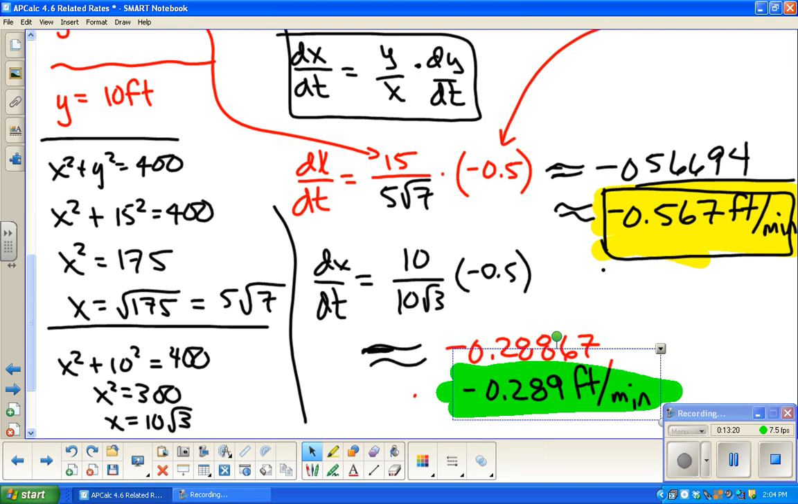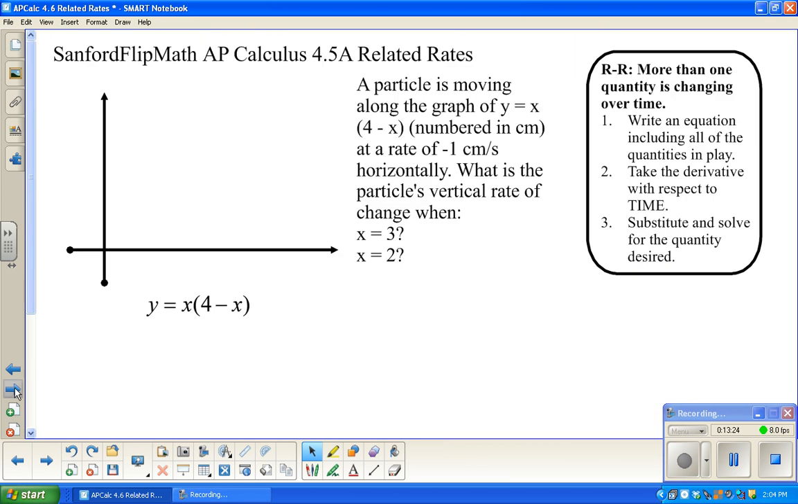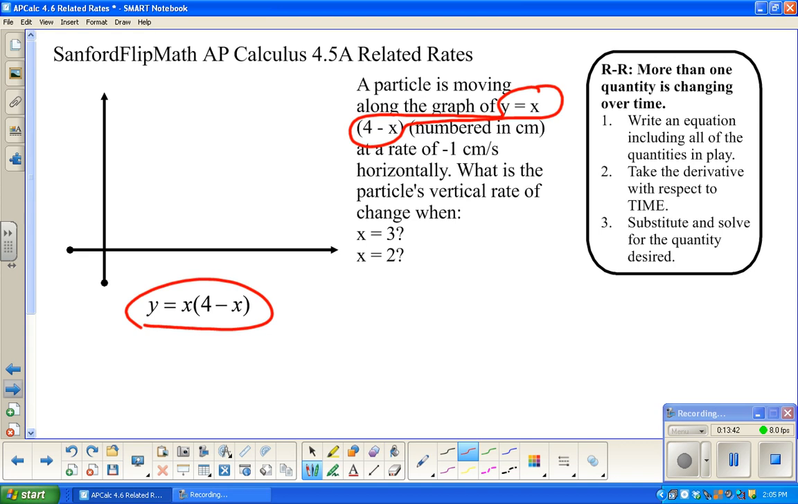Alrighty then, so that's an example, a full-blown example. We've done a couple of things there. Okay, I'm going to do one more, and I had planned on 3, but the third one's a long one, and we haven't even gotten through the second one yet. So, all right, what we're saying is, a particle is moving along a graph of y equals x times 4 minus x. Okay, and if you prefer, that's 4x minus x squared, or if you'd prefer negative x squared plus 4x, that's fine, it doesn't matter.